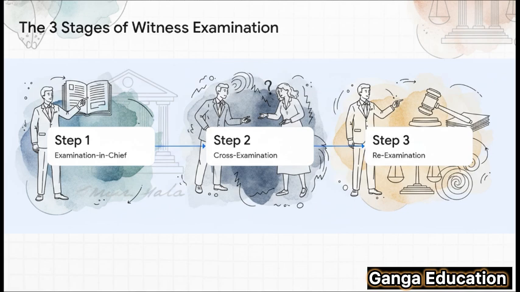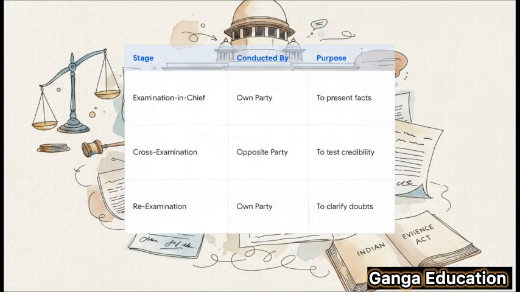And listen, this order is absolutely fixed. It's not something that can be changed on a whim. And each of these stages has a very specific job. In the examination in chief, the party that called the witness presents facts to support their case. Then the opposite party gets their turn in cross-examination to really test the truthfulness of those facts and, of course, the witness's credibility. Finally, if any doubts or confusion popped up during cross-examination, the original party gets a chance to clear things up in re-examination. It's a very logical and fair system.